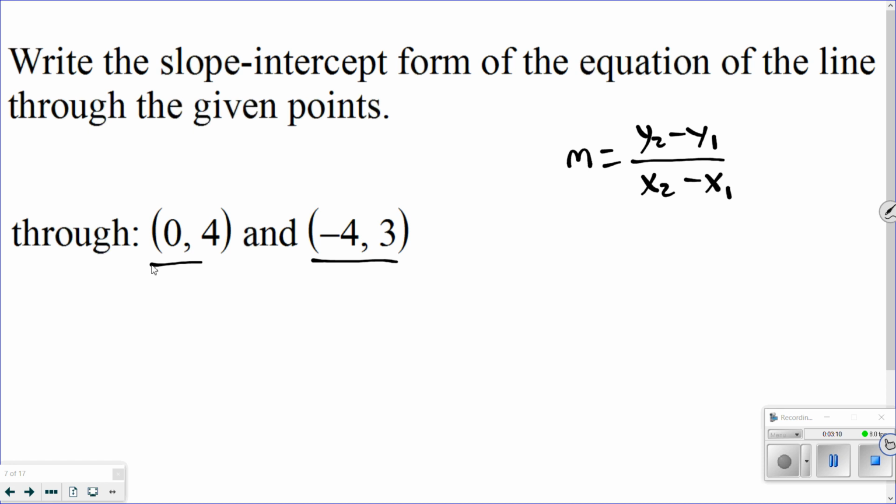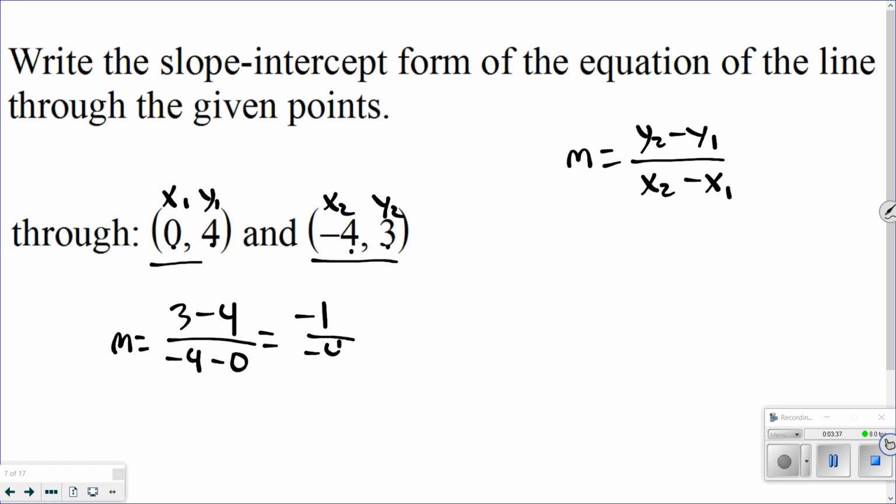So let's pick a point to call x1, y1. And if you remember, you can choose whichever one you want. It doesn't matter. Subtract the y's. So if I go 3 minus 4 over, I have to go -4 minus 0. That ends up being -1 over -4, or a positive 1/4. All right, so now I've got the slope.